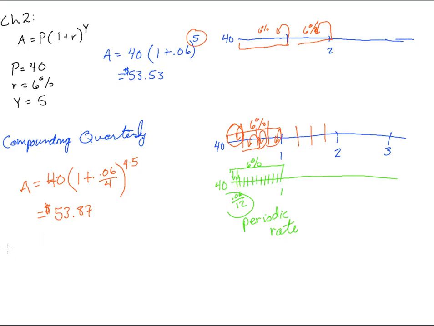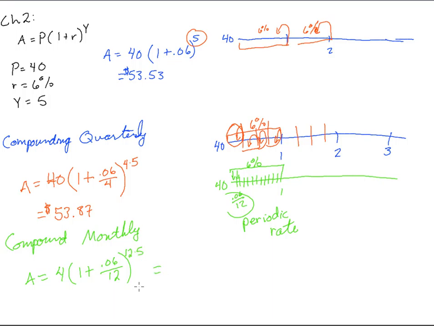So this would be if we compound monthly. So we're now going to have A equals 40. Now it's going to be 1 plus 0.06 over 12. So this is going to happen every month. So it's 12 times in the year. And now, how many periods do we have where we're going to be compounding? Well, we've got 12 in each year, and it's going to happen for 5 years. So that's got to be 12 times 5, 60 of them.